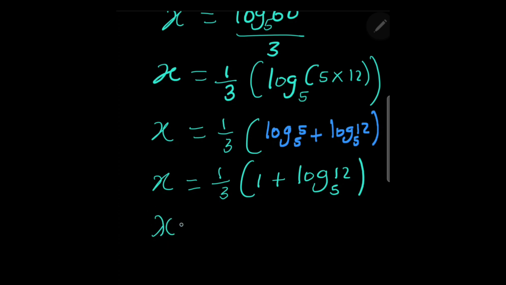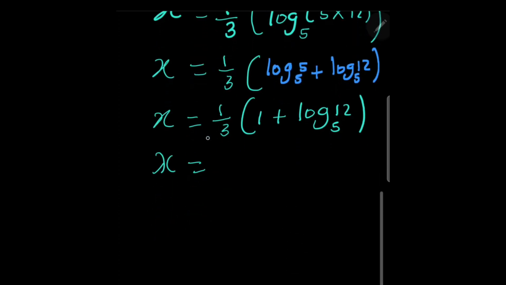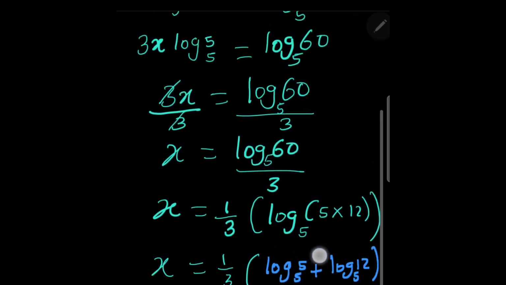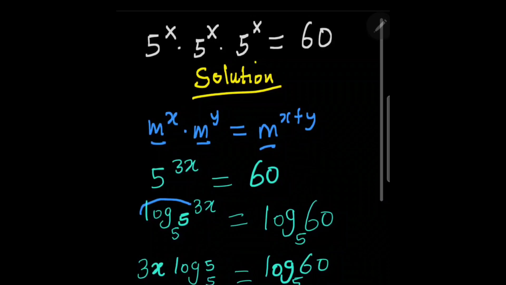Now, finally, we are going to have x equal to, we are going to use this 1 over 3 to open this bracket. 1 over 3 multiplied by 1 is going to give us 1 over 3, then plus 1 over 3 multiplied by log 12 to the base of 5 is going to be 1 over 3 log of 12 to the base of 5. And here is the value of x that satisfies this exponential equation.